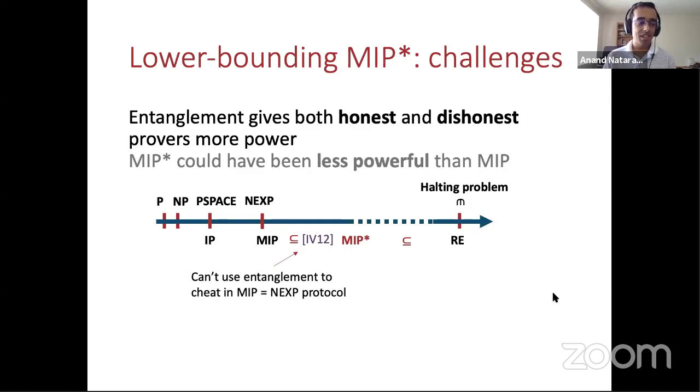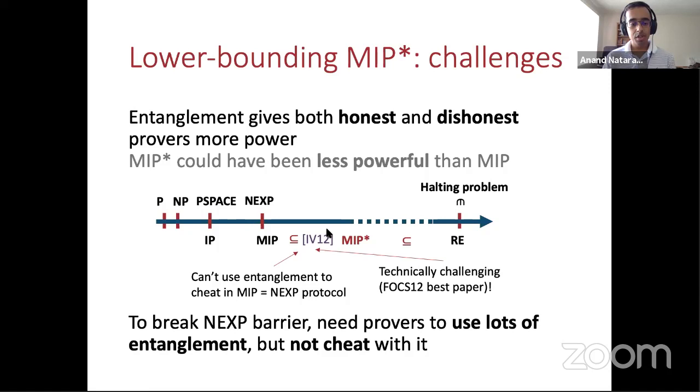It was a technically demanding thing to show even this lower bound, that MIP star contains MIP. So you have to take a specific classical protocol, analyze the steps, and show that two provers cannot cheat using entanglement. So if you want to improve this lower bound and show that MIP star contains a larger class of languages, then ultimately what do you need to do? You need to somehow design a protocol where the two provers are using entanglement in some way, because you want to go beyond this classical lower bound. But you want to make sure that they don't use that entanglement to cheat the verifier. So you have to somehow put constraints on what the provers can do with the entanglement.